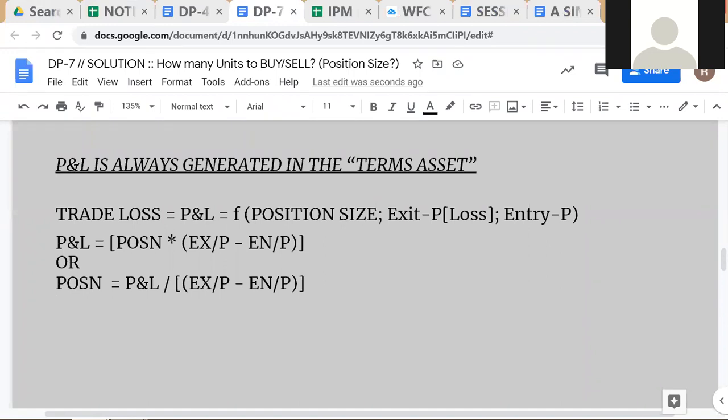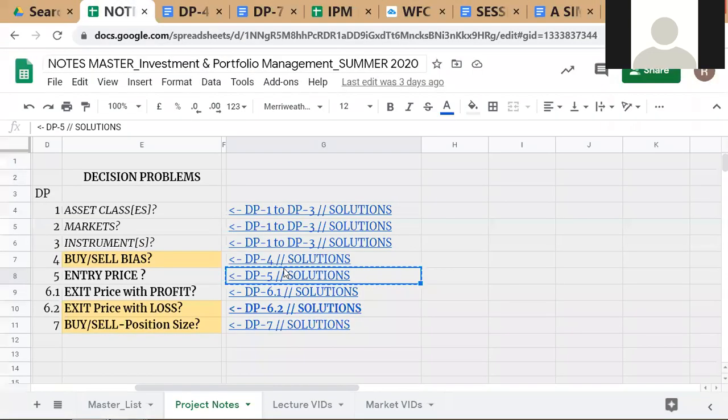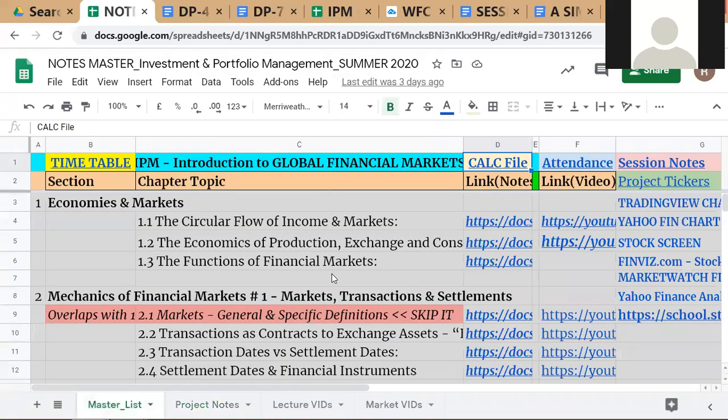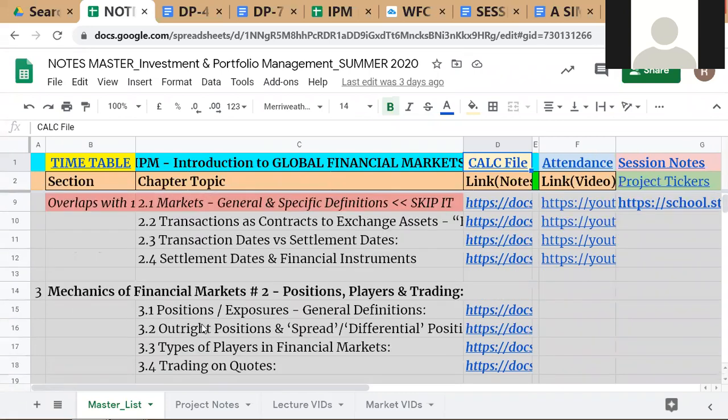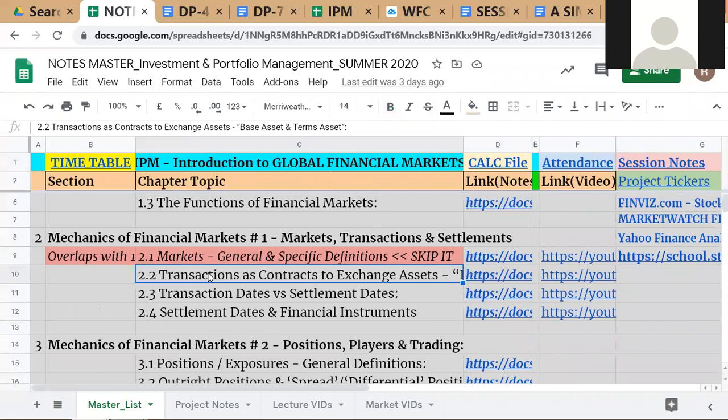Now let's look at the currency markets a little bit, and let's try to understand some of our earlier notes. If we look at our master list of notes, I hope everybody has done this, because I'm not going to handhold you through all these notes and videos. You're supposed to do it yourself, and if you have a question, you're supposed to ask me. This basic knowledge is assumed. So: transactions as contracts to exchange assets, base asset and terms asset.